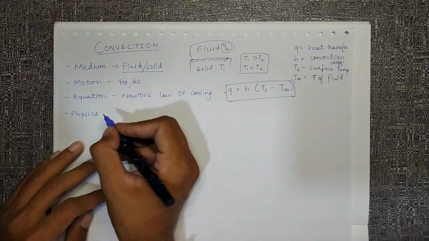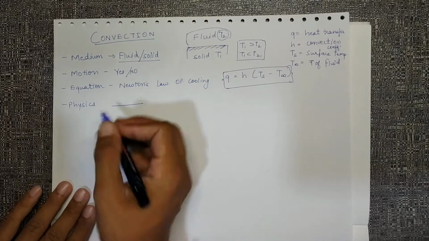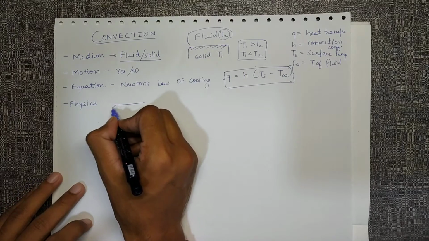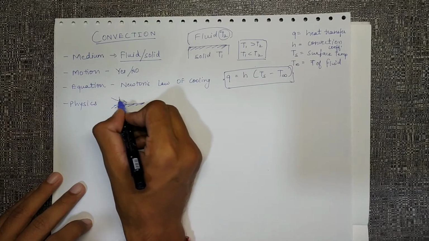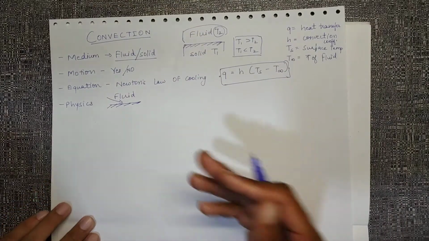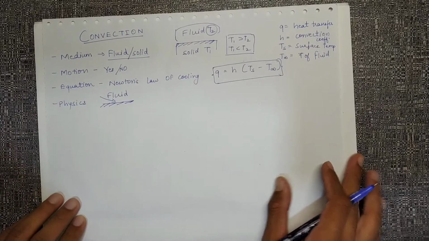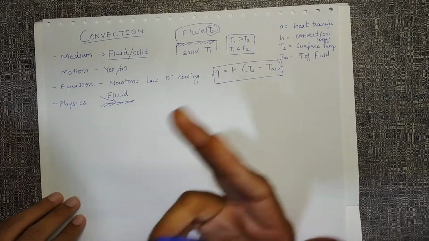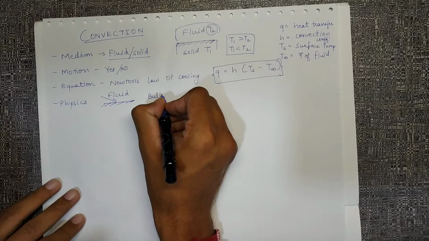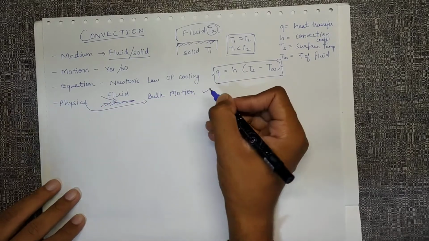And the physics is very simple. We have a solid surface and a flowing fluid over it. It may be flowing, it may not flow, it doesn't matter to us. But it must happen that we have two mediums. And bulk motion, in physics the bulk motion may occur. Bulk motion is allowed.